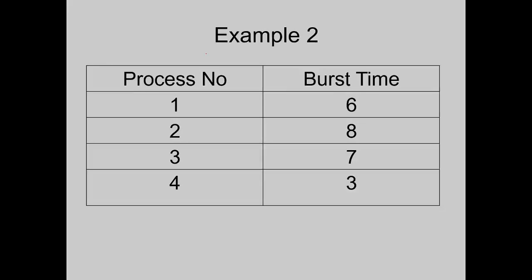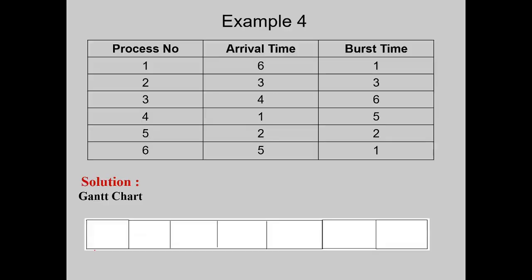Now this is your homework. They are not given here the arrival time, they are given process number and burst time. Consider the process first which has less burst time. Make the allocation of this process P4 first and remaining, so on.